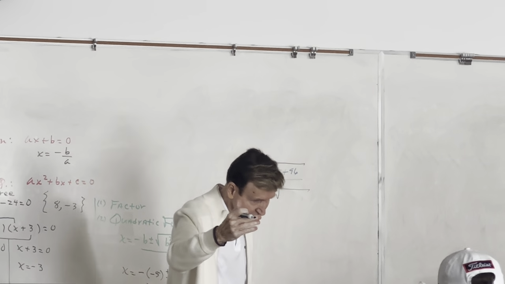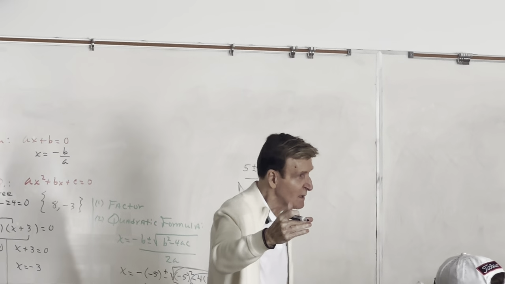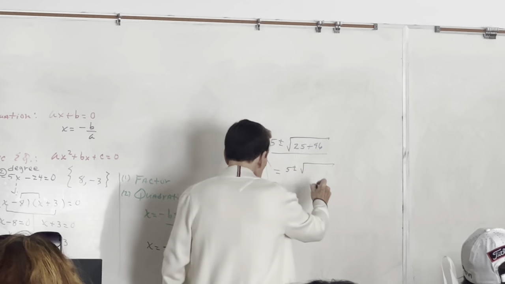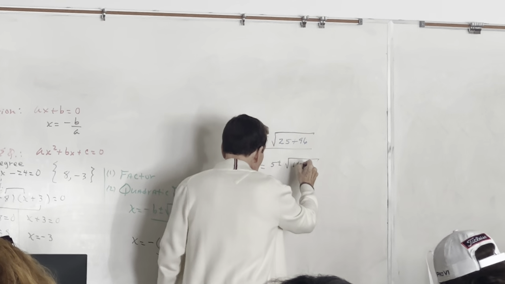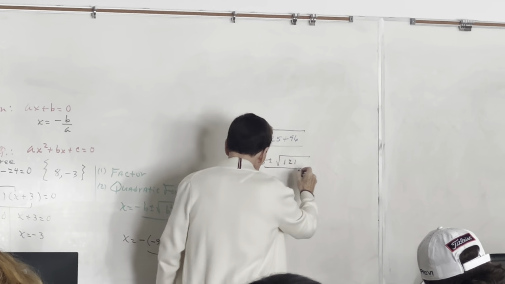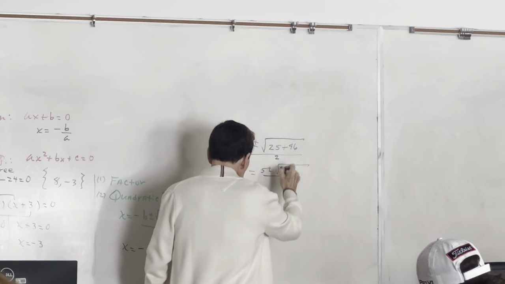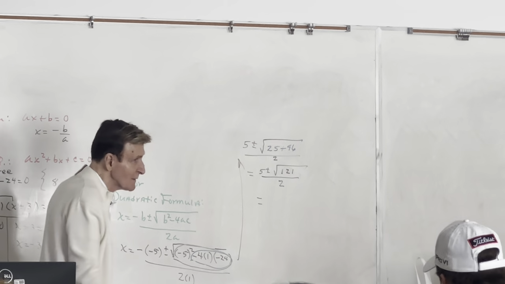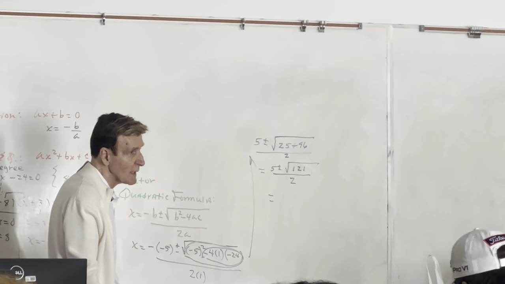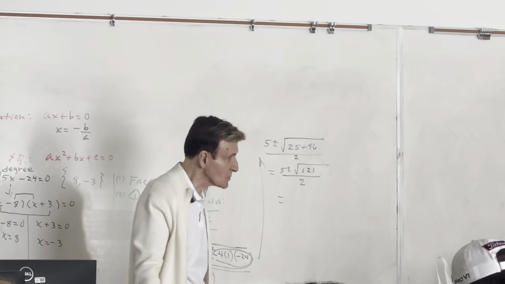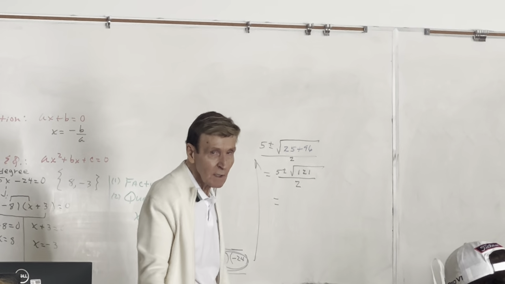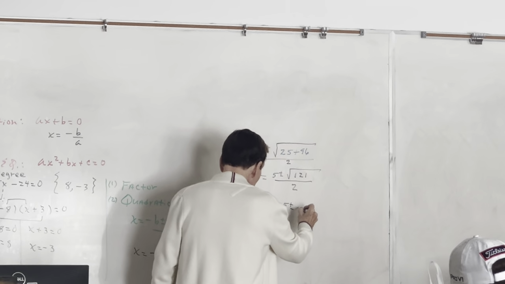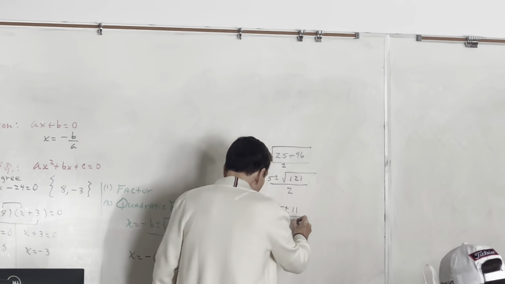Help me out. Is that 121? If I add them up, is that 121? I think. Over 2 here. Now I've got a square root of 121. Is 121 a nice perfect square? Is it 11? Yeah. So write this as 5 plus or minus 11 over 2.